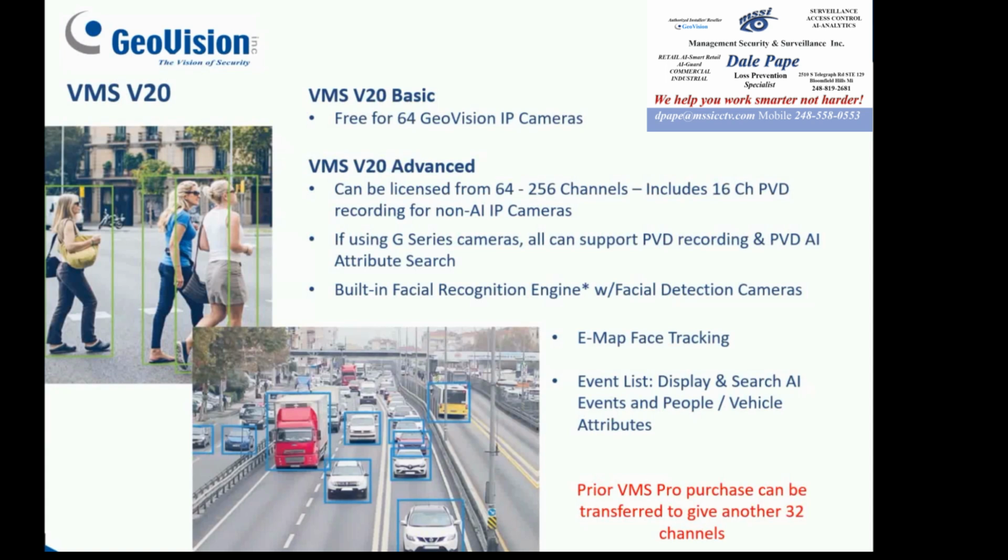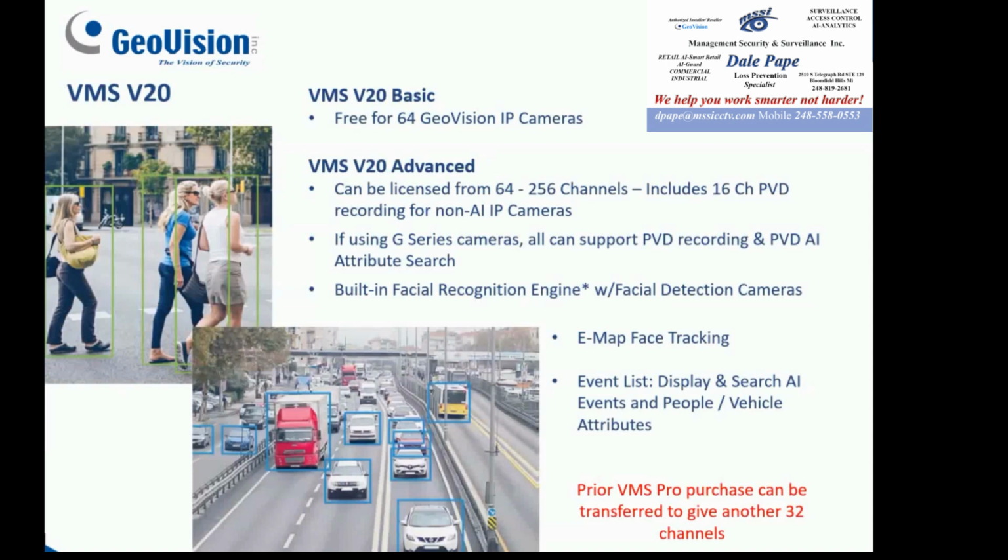So for years with the VMS V17, you have gotten 32 Geovision camera connections free. We are actually going to be increasing that with the VMS V20 Basic, and you will now have 64 Geovision camera connections included with this free software. In addition to that, the Edge Recording Manager software that allows a user to remotely view will now be free for 64 channels of remote viewing as well. So that will be the free option that we'll call VMS V20 Basic.